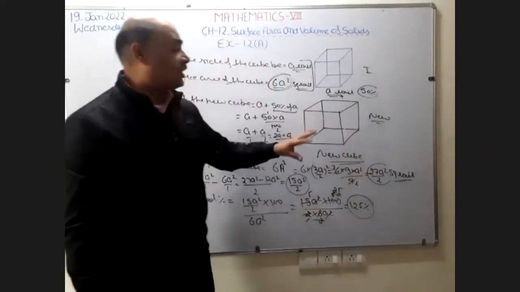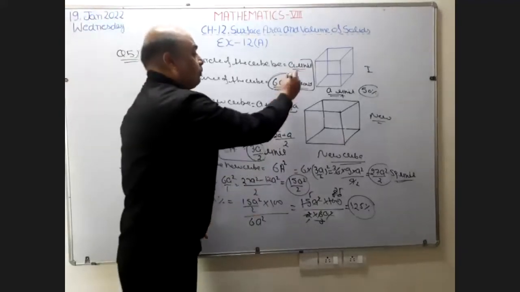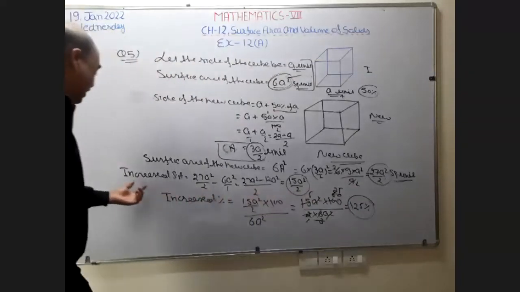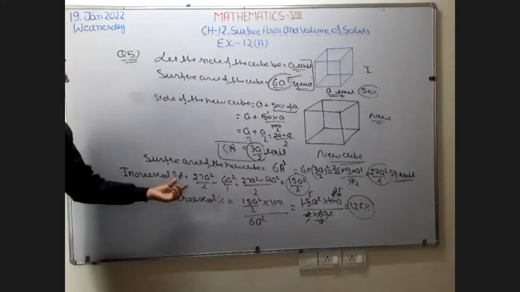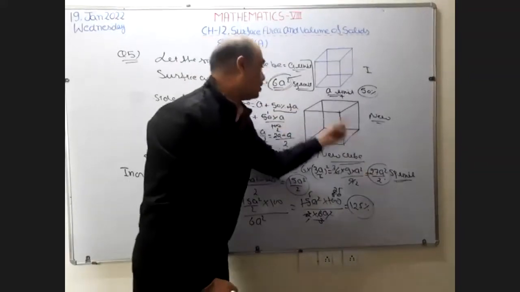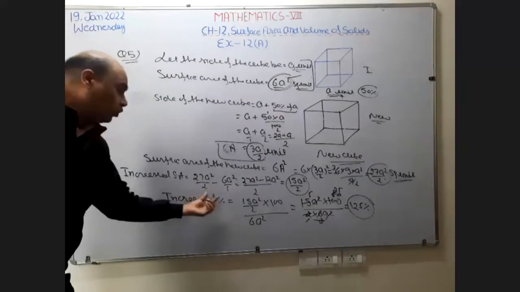Now I'm going to take the difference. What is the difference between the surface area of both the cubes? This one is the previous one, this one is the new one. So take the new one first, to find the increase in surface area. So this is the new surface area and this is your previous surface area. Take the difference of these two: 27a square upon 2 minus 6a square.